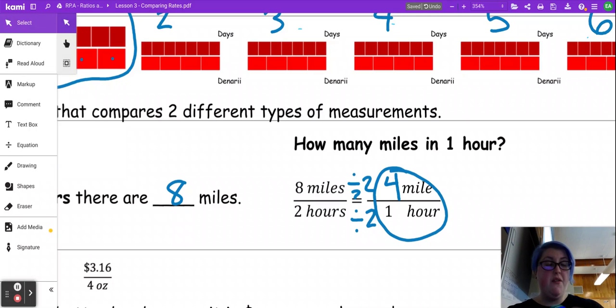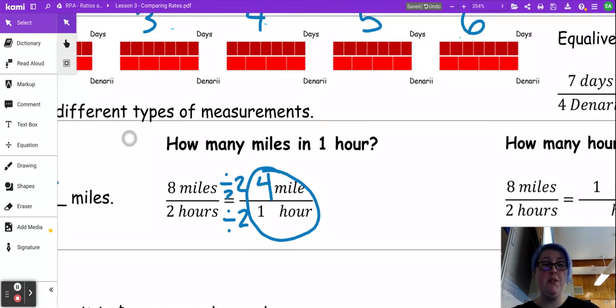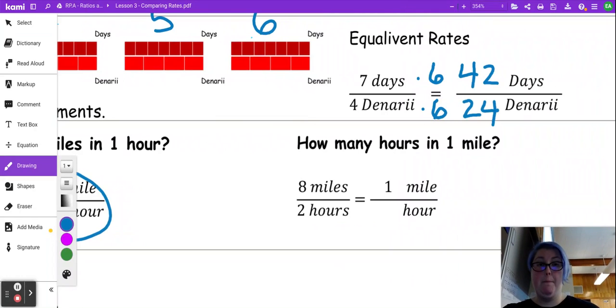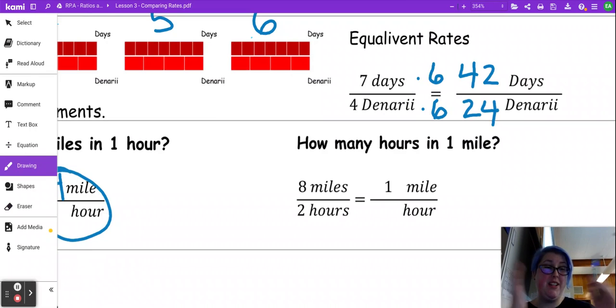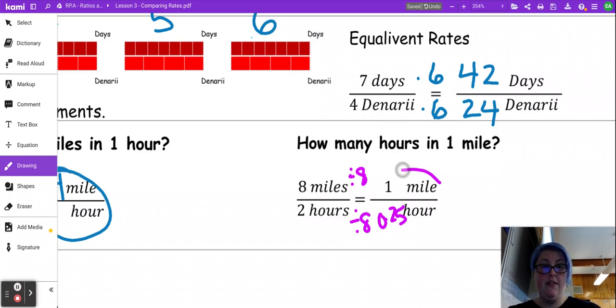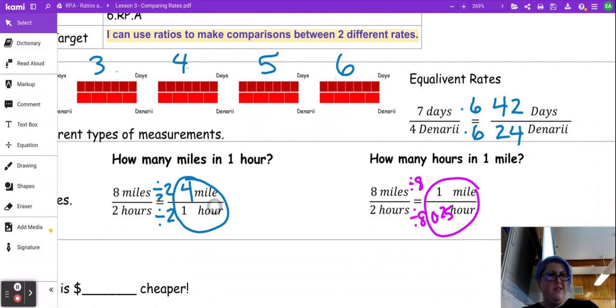Now, if you remember back to lesson 2, you can do a unit rate either way, hours per mile. We can do the reverse. So it's still 8 to 2. We still haven't changed that original ratio, but now we are going to use the 8 to divide each of these by 8, and you will get 0.25. So for every mile, it's going to take 0.25 or 1/4, which is about 15 minutes, to go that 1 mile. But which one is more useful?